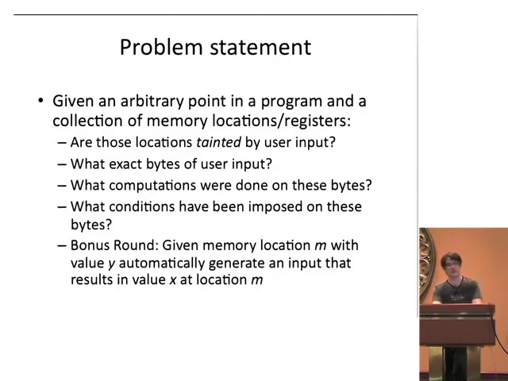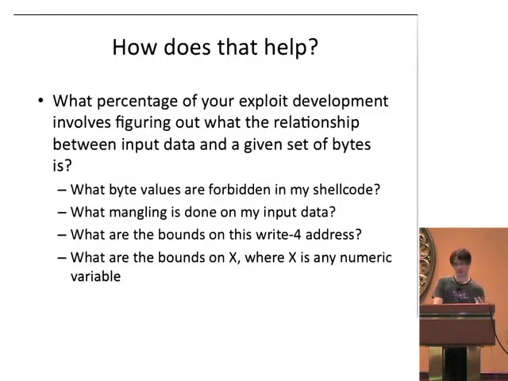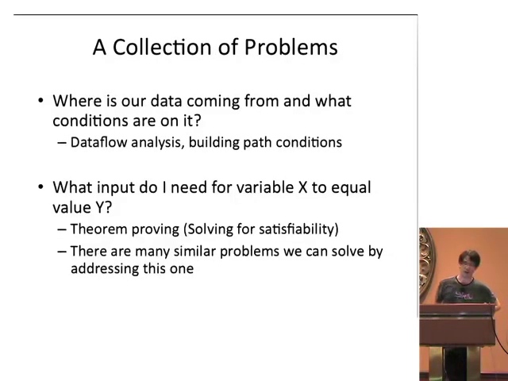So how does this help? Basically, this is what I was talking about earlier. How much of our day-to-day lives basically involves staring at shell code or staring at disassemblies, trying to figure out what are the bad chars for our shell code, what mangling has been done in input data, what are the bounds on write addresses, and what are the bounds on any variable, basically. So realistically, I guess it's a high-level two problems. Where's the data coming from? What conditions are on it? And what input do we need to drive it down a different path or to have different values?